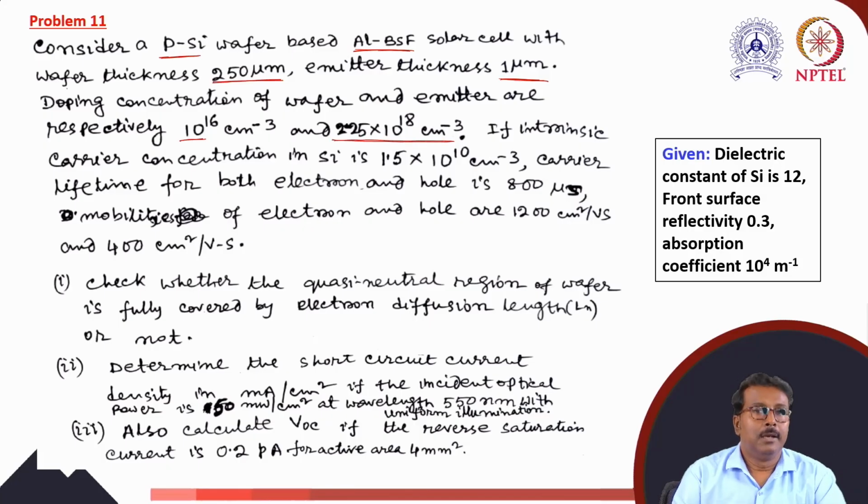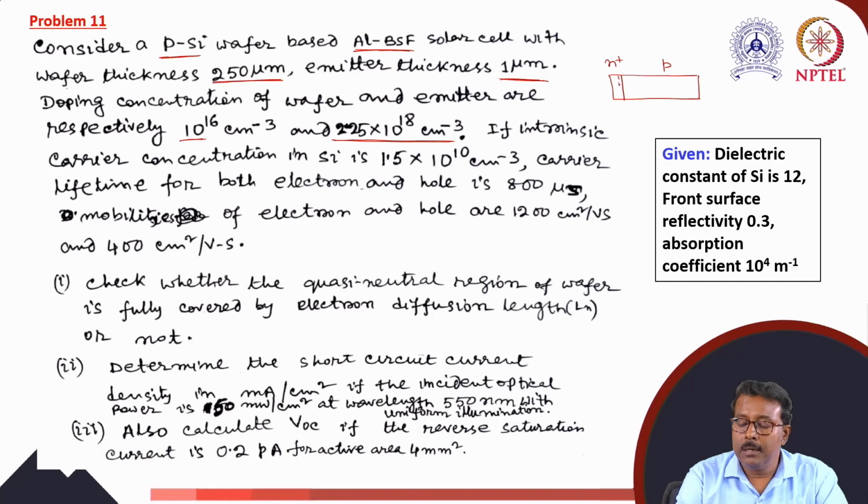That means it is an asymmetric p-n junction like this. So n plus p junction. This is n plus, this is p. So obviously the depletion layer width within the n plus region will be less, and the depletion layer width within the p region will be wider. Light is incident from the emitter side.